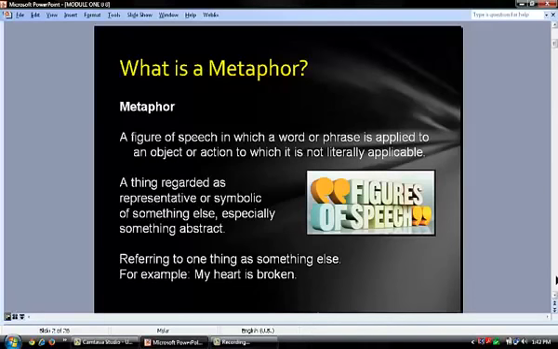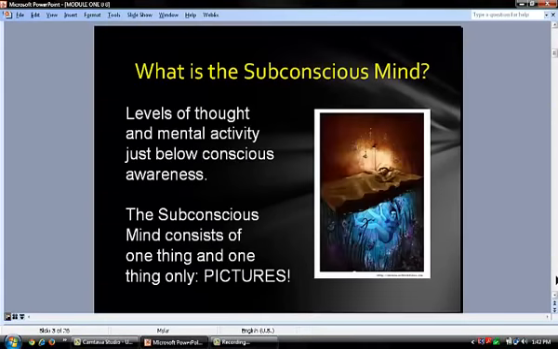The second definition we'll look at is the definition of the subconscious mind. Many people wonder just what is the subconscious, because it's viewed as a dark, unknowable force. And actually, the subconscious mind, interestingly enough, only consists of one thing and one thing only: pictures. Pictures are the fabric of the subconscious mind. The subconscious is something you're not aware of.